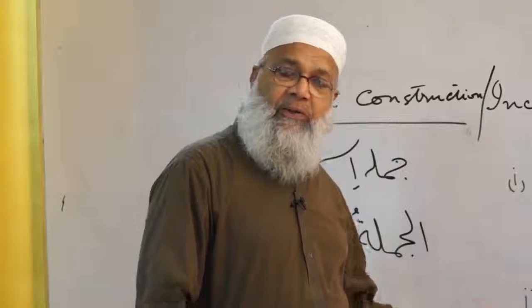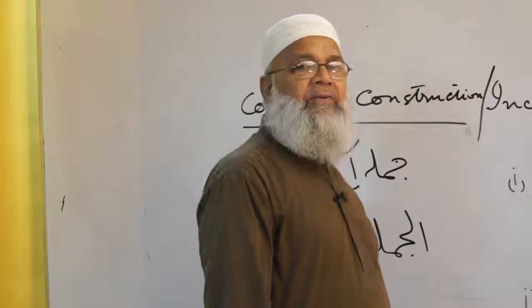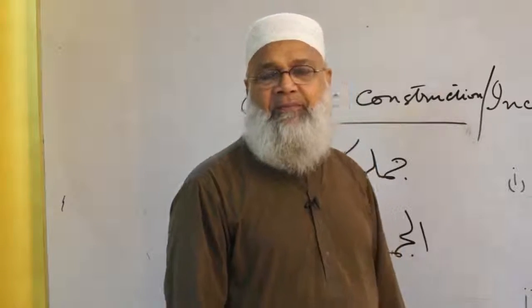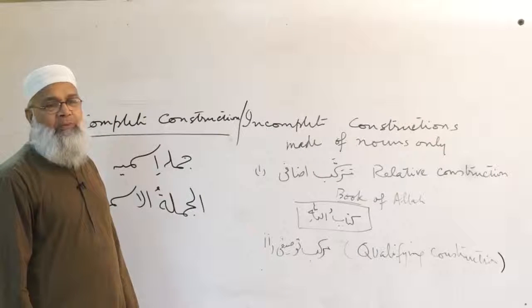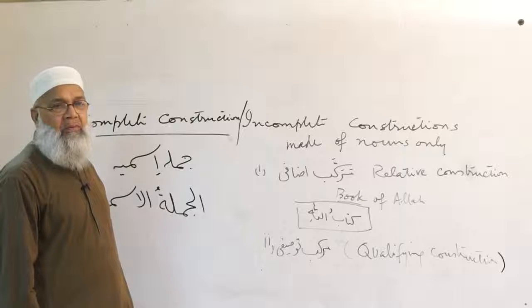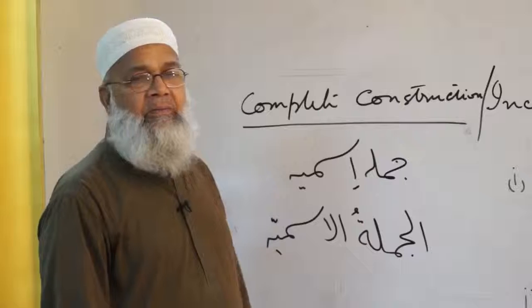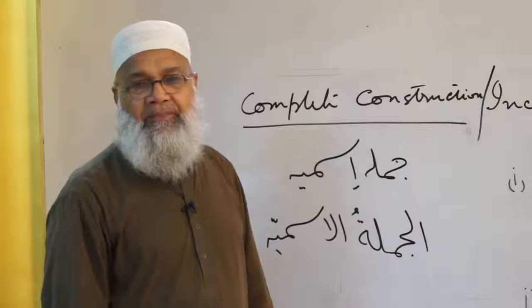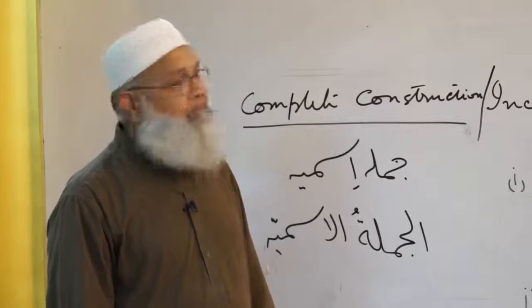As compared to this, there is Al-Jumlatul Fa'iliya. The sentence which begins with a verb is called Al-Jumlatul Fa'iliya, and the sentence which begins with a noun is known as Al-Jumlatul Ismiya.